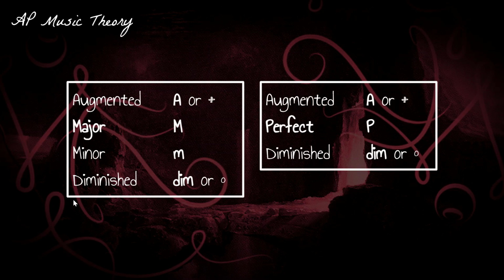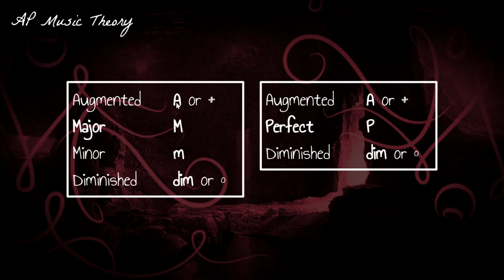An interval that is a half step smaller than a perfect, minor, or diminished. Yeah, so there's also something called diminished and augmented. An interval that is 1/2 step smaller than a perfect, or a half step smaller than a minor, is called a diminished. An interval that is 1 step larger than major or perfect is called an augmented.